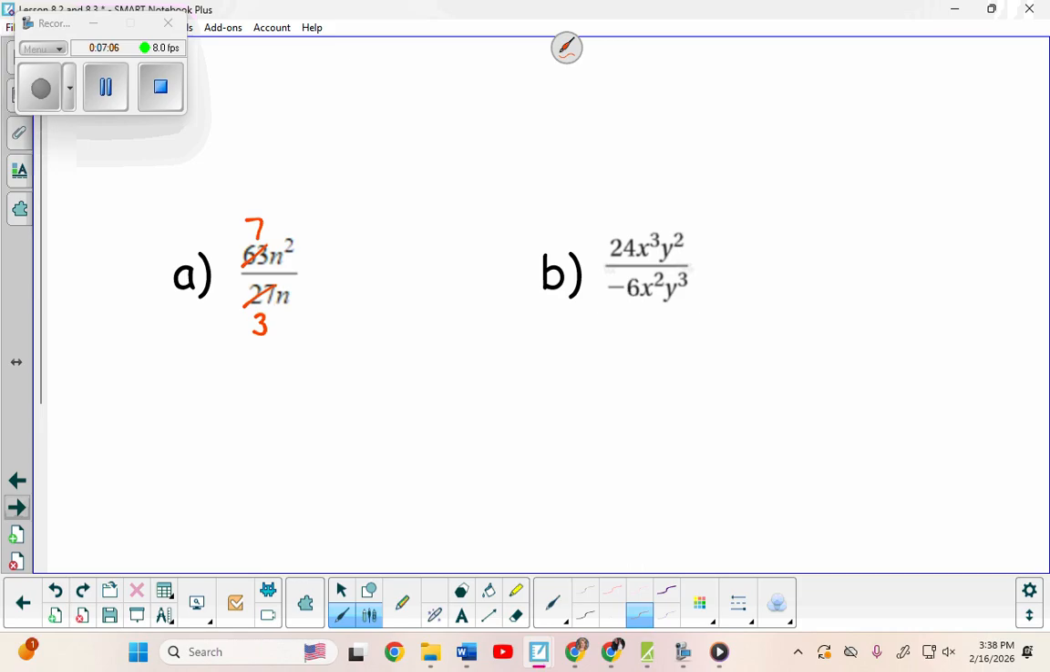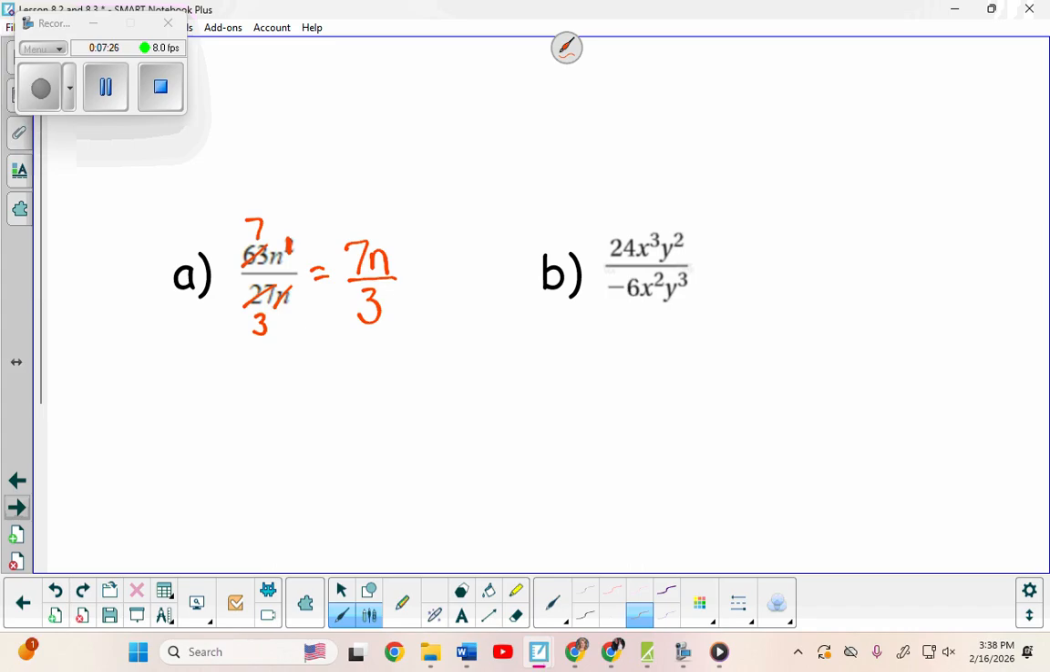And then we look at the n's. There's 1 on the bottom, so you can cancel that. And if you cancel 1 on top, you'd only have 1 left. So the final reduced answer would be 7n over 3. So reduce the numbers. You can use your ABC button.